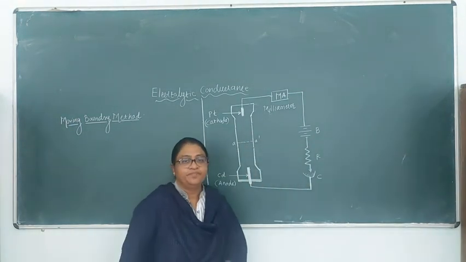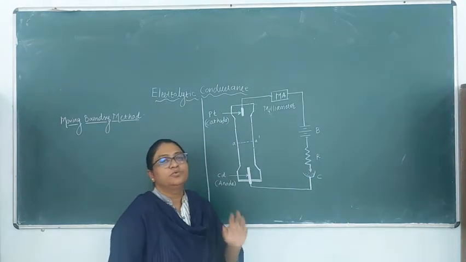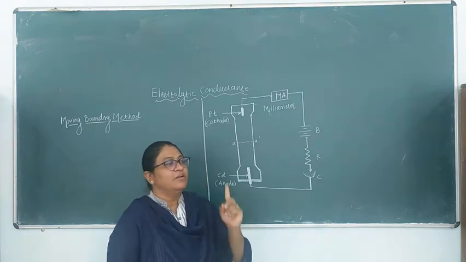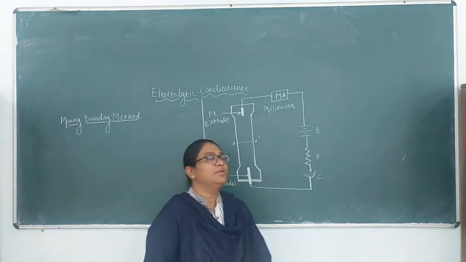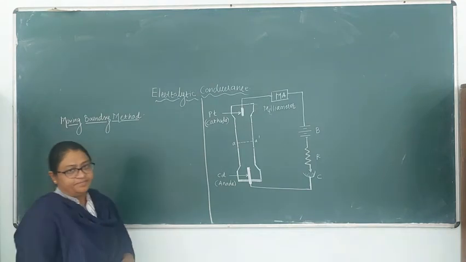Good morning, everybody. Last time we saw the methods to determine the transport number. Out of that, one method we have seen is the Hittorf's method. Now, the second method to determine the transport number is the moving boundary method.